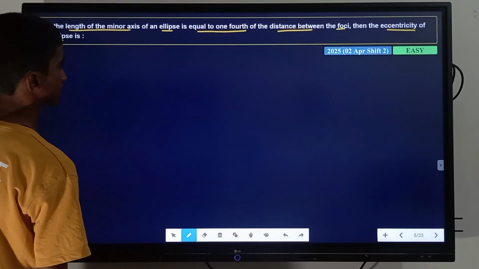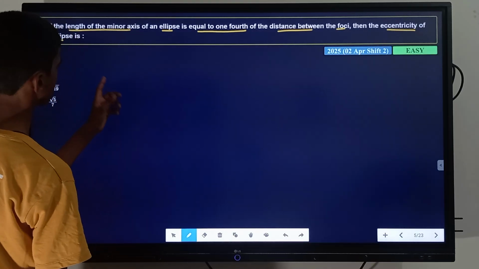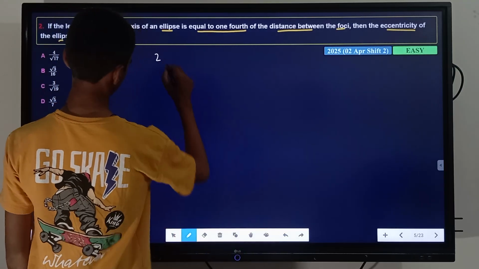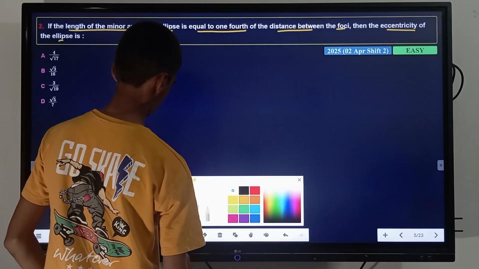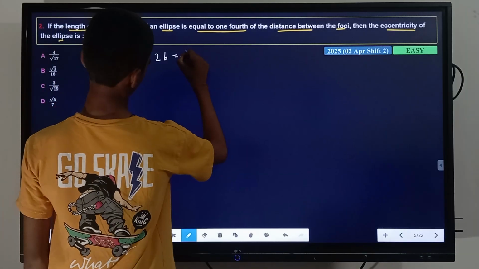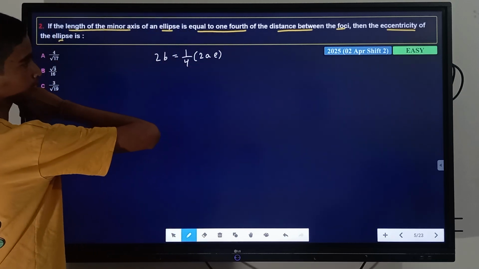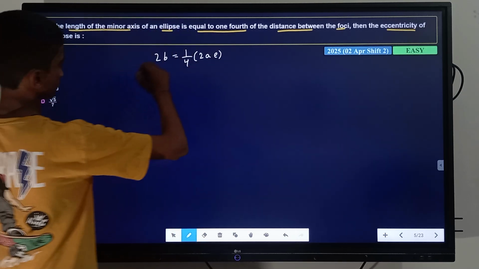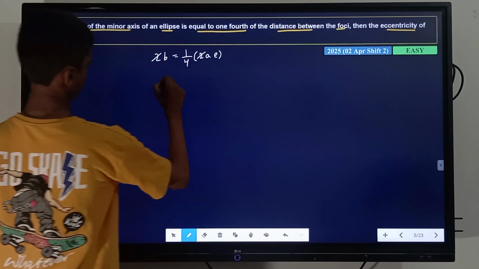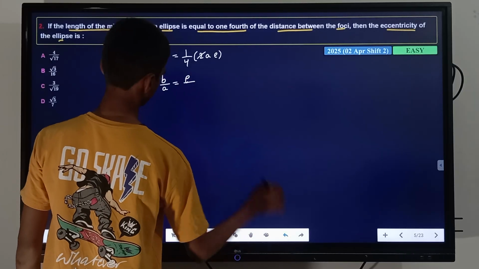So here in this question, our length of minor axis is 2b, and this is equal to 1/4 of 2ae. 2 and 2 will get cancelled. From here, our b upon a is equal to e upon 4.